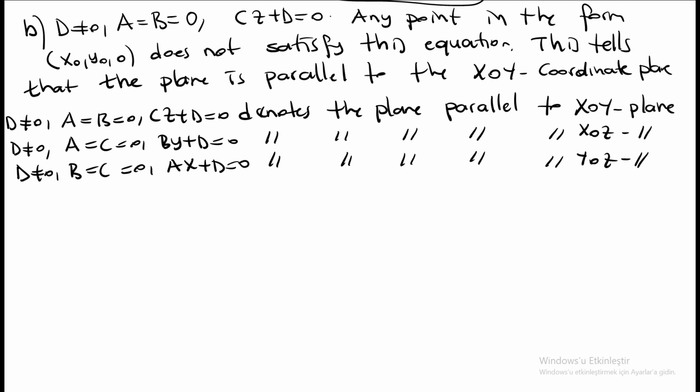So if D is 0, we have two cases. One is passing through the axis. The second, it becomes a coordinate plane. If D is not 0, then the plane is parallel to an axis or a coordinate plane. That's all.